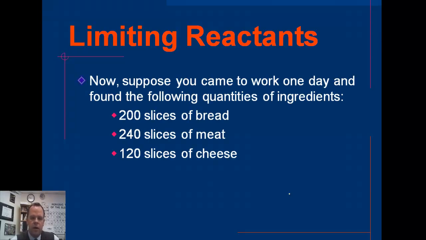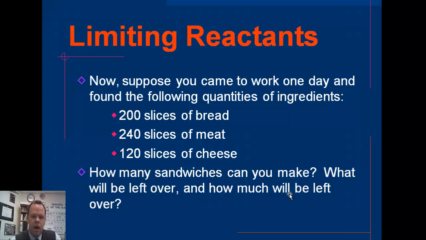So now suppose you go into work and you have the following thing. You have 200 slices of bread, 240 slices of meat, and 120 slices of cheese. How many sandwiches can you make, and what will be left over, and how much will be left over? So this is a typical limiting reactant problem. You have a reaction, in this case 2 slices of bread, 3 slices of meat, 1 slice of cheese, forming 1 sandwich. We'll do it with chemical reactions in a minute.